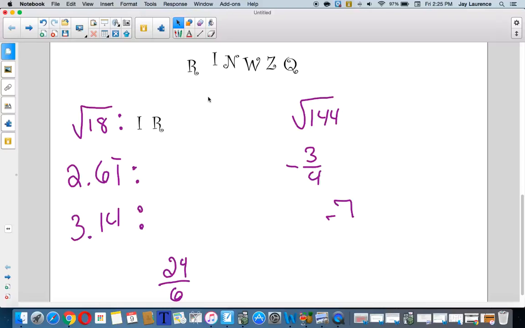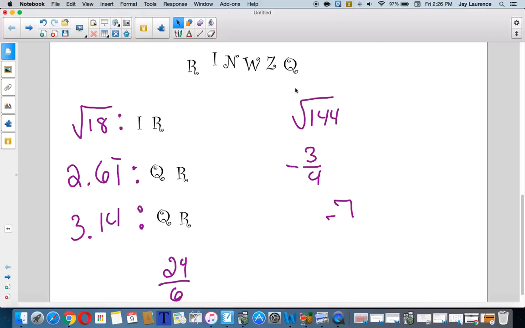Okay, this 2 and 61 hundredths, but the 1 repeats. That's a repeating decimal. I said the word repeat, which means it's going to be rational and real, right? 3 and 1400ths. I hope I didn't fool you on this one. 3 and 1400ths is not pi. It's a terminating decimal. So therefore it's rational and it's real.